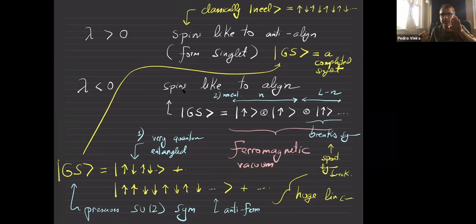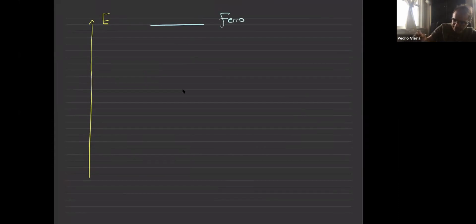So the symmetry is spontaneously broken, and you pick one direction, and that can be your vacuum. And so the spectrum of this Hamiltonian, if I plot the energies, what do I have? Depending on the sign of lambda, I have a ferromagnetic state and then an antiferromagnetic state. So those would be the extremes. They would be the ground states depending on the sign of lambda. And here it will be the antiferro.